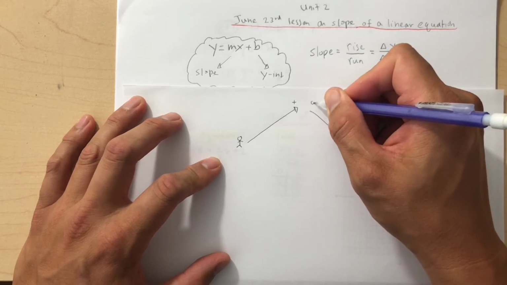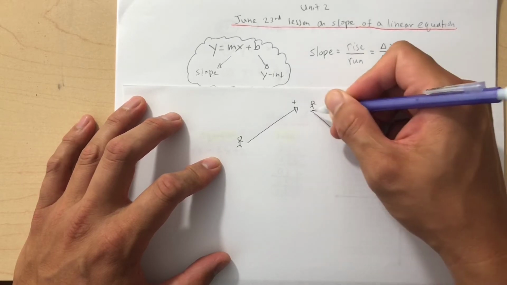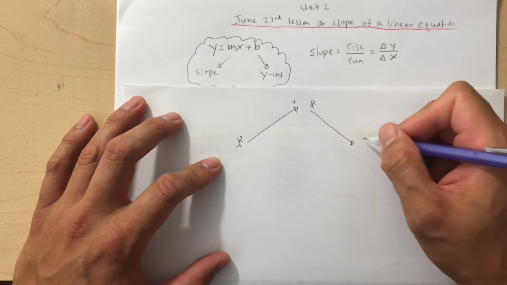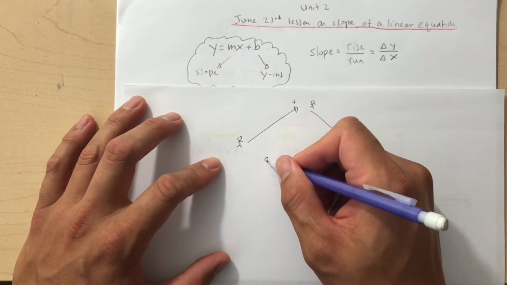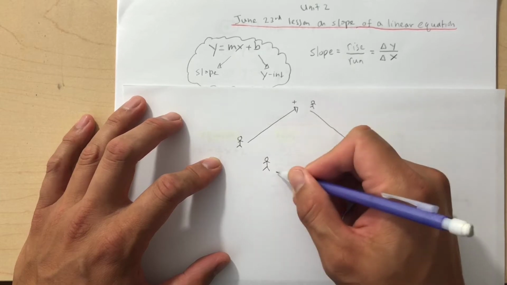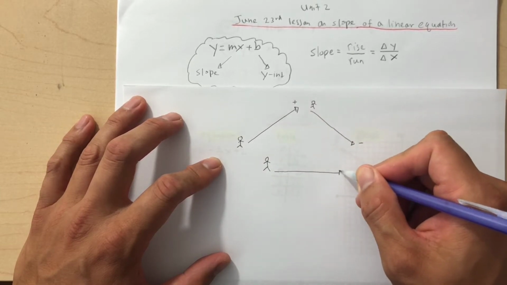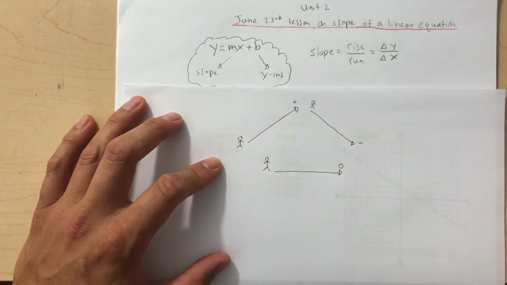Remember, you always read a graph from left to right. So this is going down, as you see the arrow is going down. This is a negative slope. Now, if you're reading from left to right and walking on a graph that is a straight line, that's a zero slope.